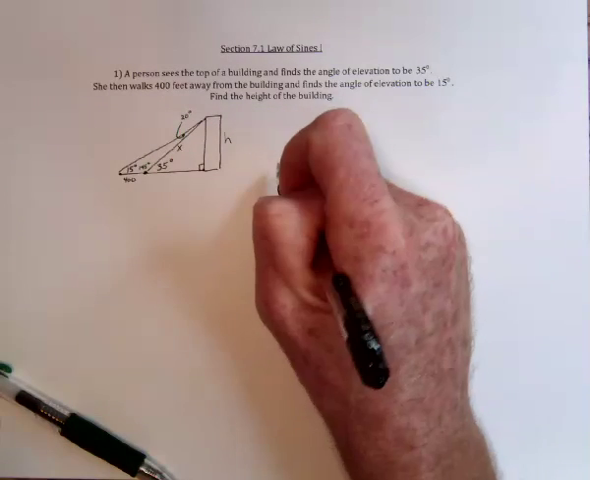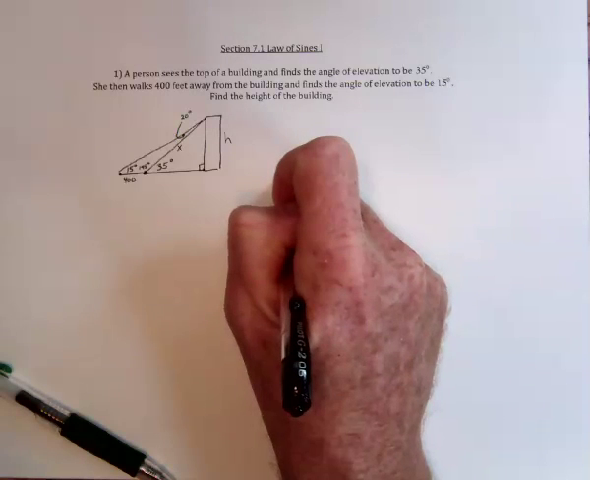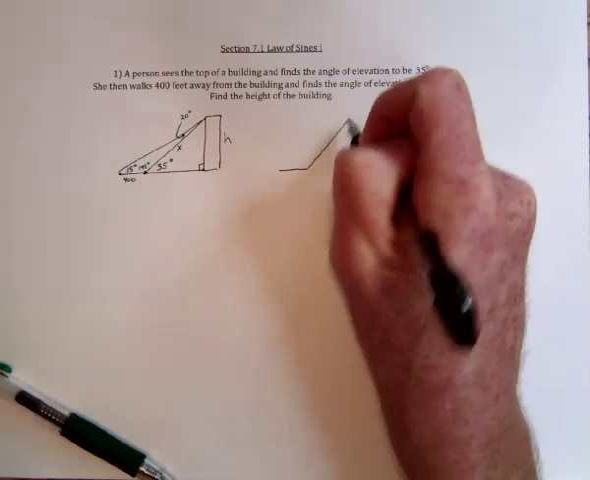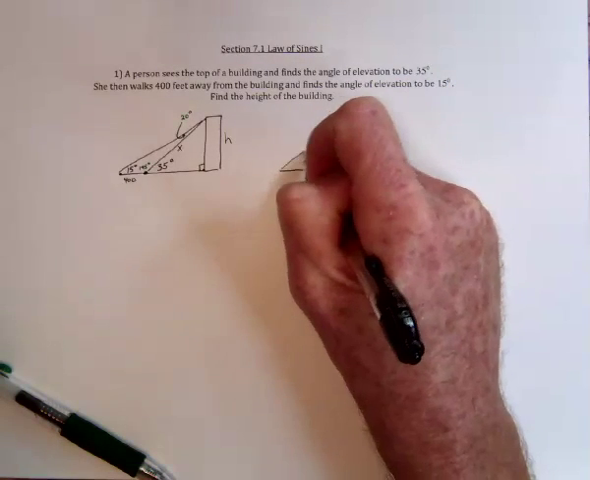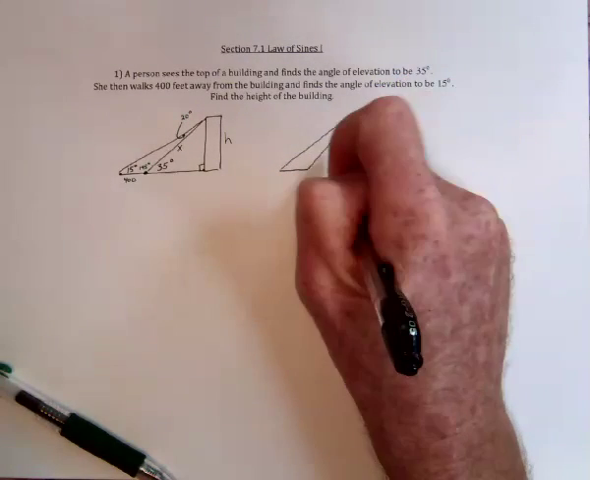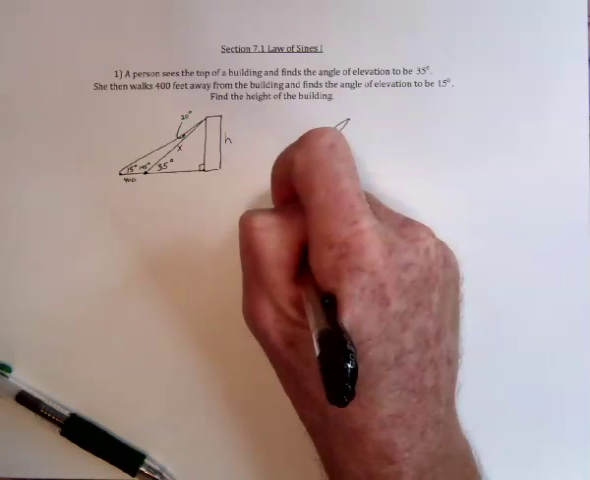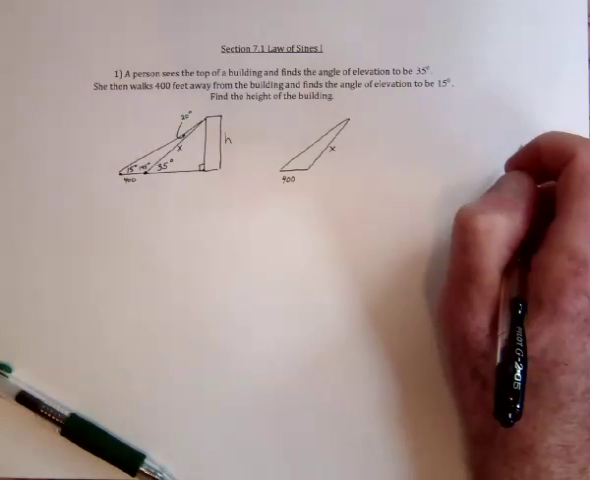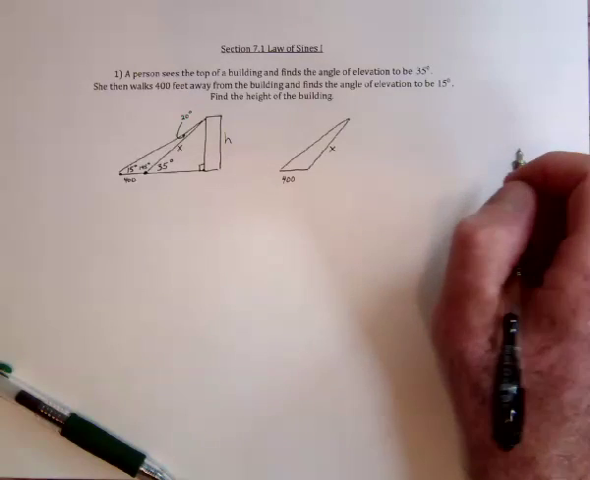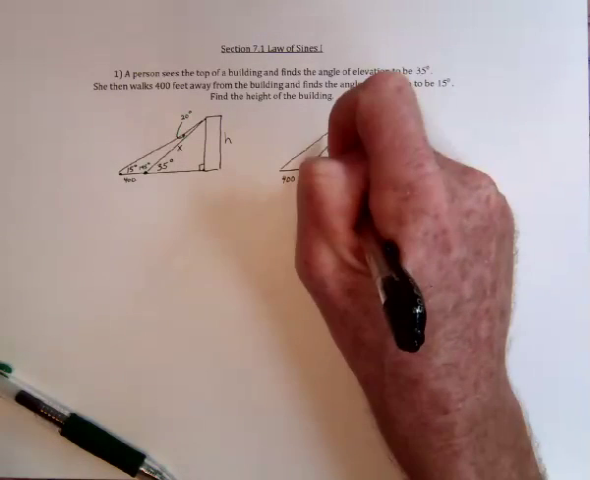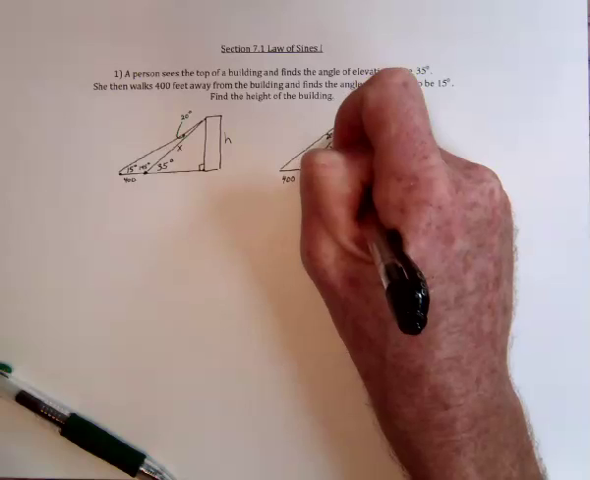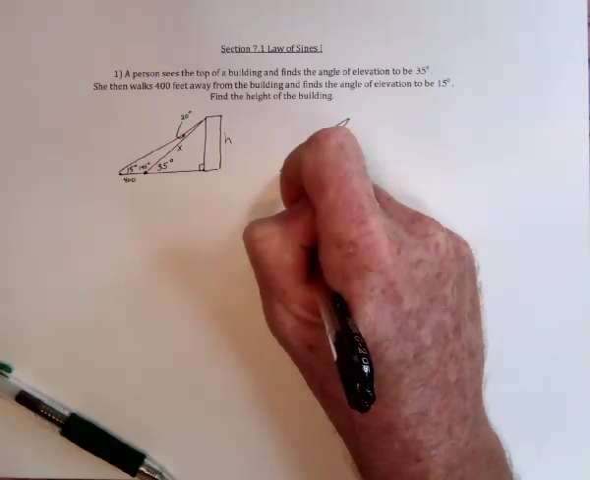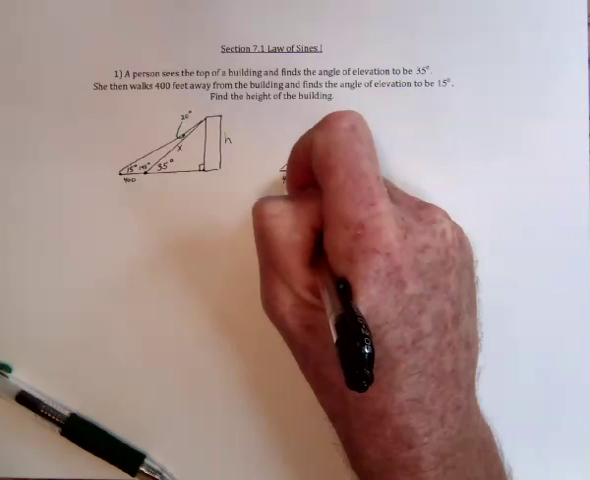So take a look at that skinny triangle. I'll sort of make a bigger version of it over here. And it's got an X on this side, a 400 on this side. So as far as the angles, I need to know the angles across from that. Well, across from the 400, that's the 20 degrees. And across from X is this one, which is the 15 degrees.